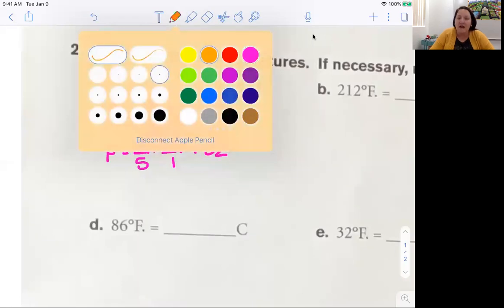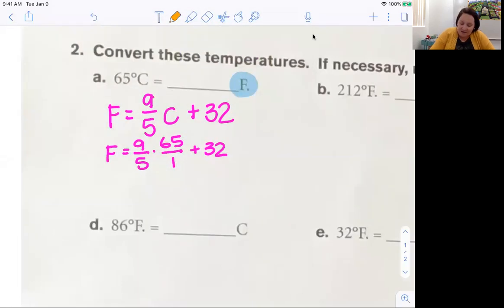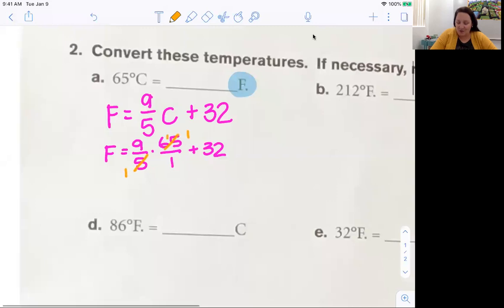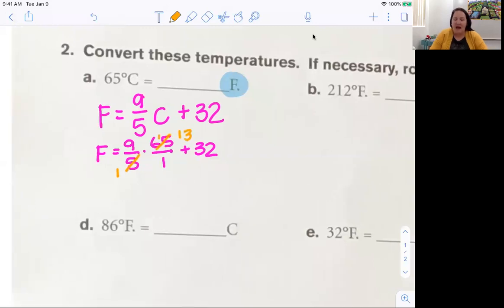But before I do that, I can cancel. 5 and 65 share a common factor of 5. So 5 goes into 5 one time. 5 goes into 65. Well, 5 goes into 6 one time with 1 left over. 5 goes into 15 3 times. So we have now a new problem. All we have to do now is to multiply these and then add 32. So I'm going to rewrite it just so it doesn't look so messy. 9 times 13 plus 32.